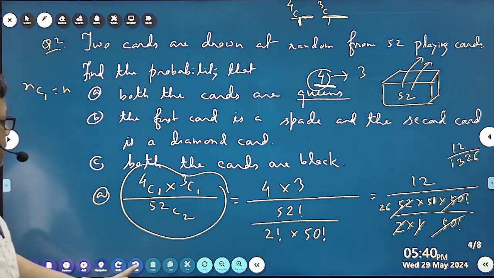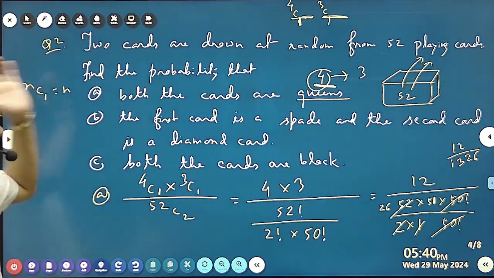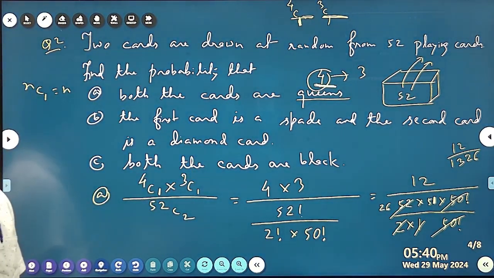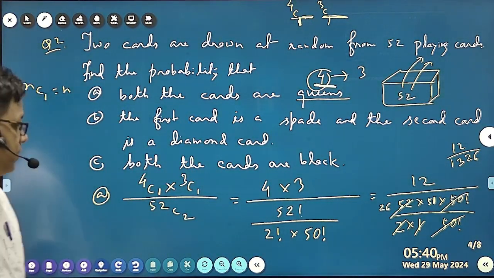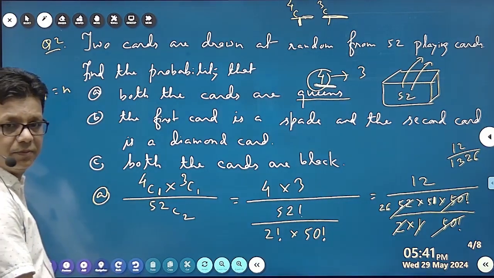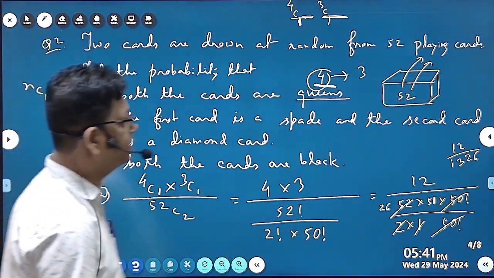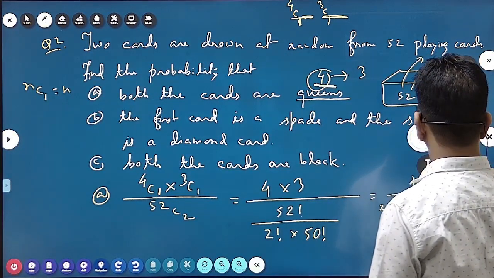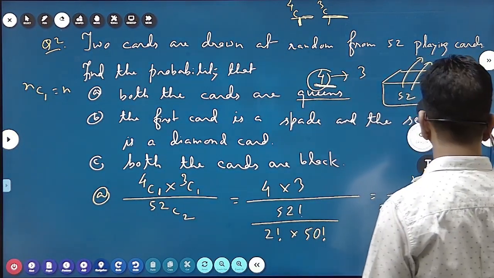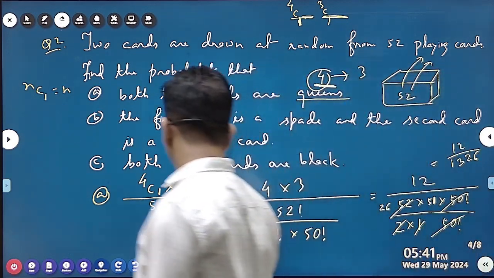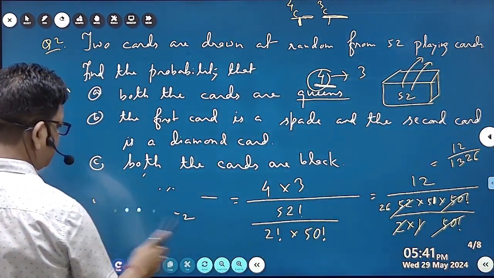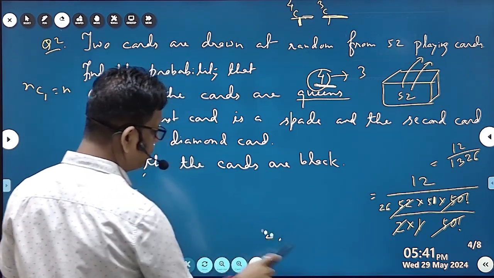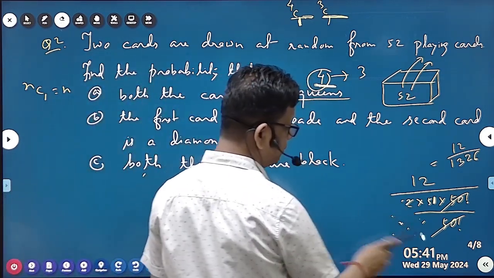Okay. Now let's try the second number. The first card is a spade and the second card is a diamond. There are 2 cards taken. First card is a spade. Can I erase it? The first card is a spade. Second card is a diamond. Denominator is same, so we have no problem on that. Let's go to number B answer. So these questions are very common in your exams.